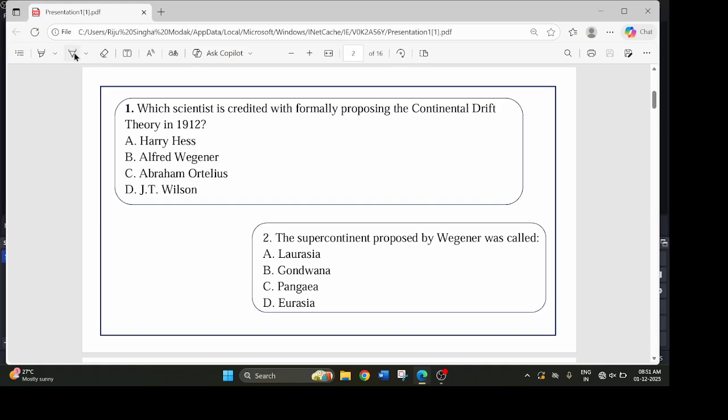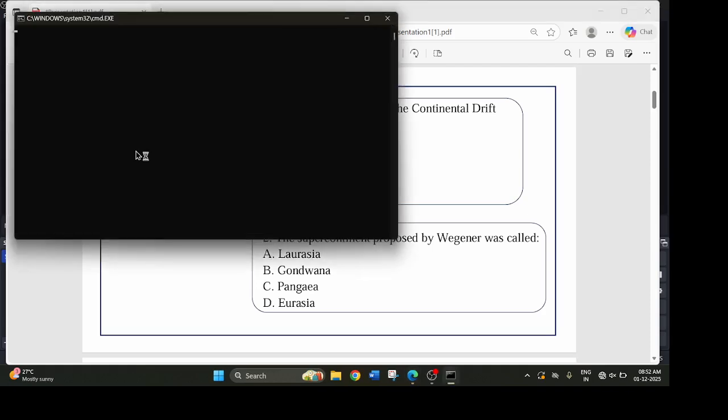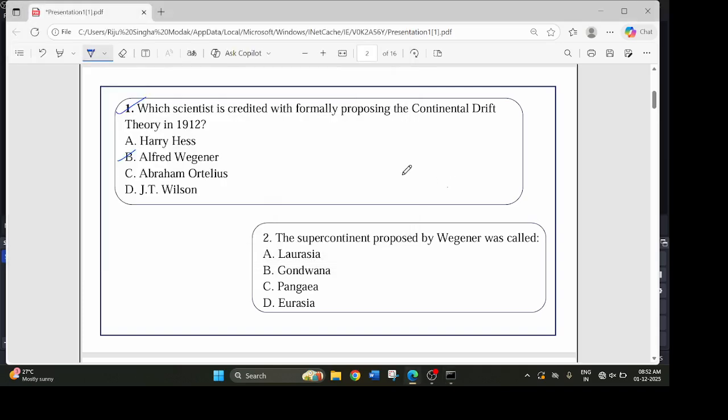The first question is, which scientist is credited with formally proposing the continental drift theory in 1912? The options are Harry Hess, Alfred Wegener, Abraham Ortelius and J.T. Wilson. The correct answer is Alfred Wegener. Alfred Wegener, a German meteorologist, formally presented his hypothesis of continental drift in 1912.